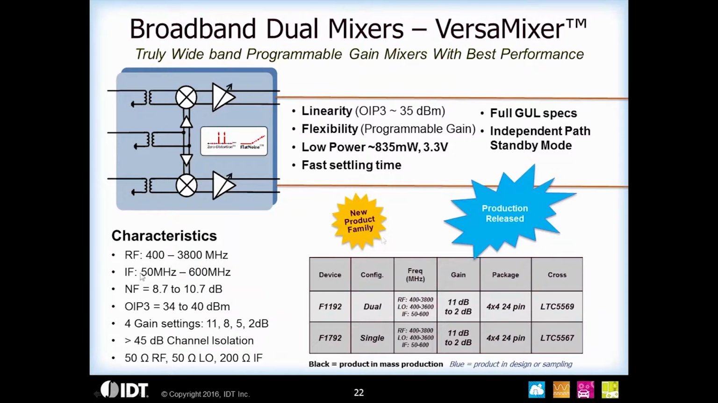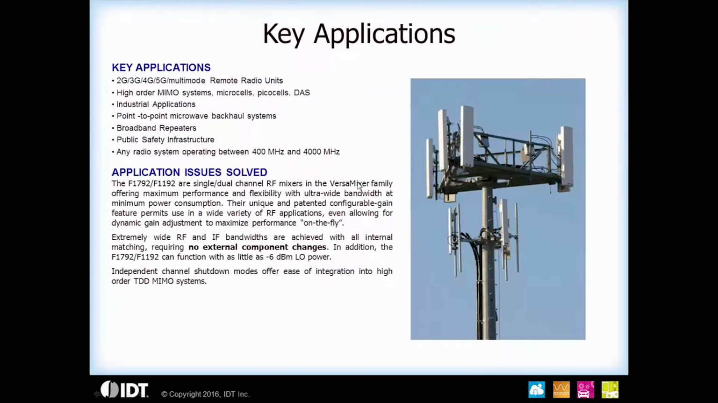Some key features: the RF frequency range for Versa Mixer is 400 to 3800 megahertz. The intermediate frequency range for Versa Mixer is 50 megahertz to 600 megahertz. The noise figure is 8.7 dB to 10.7 dB depending on the settings, and the IP3 is 34 to 40 dBm. There are four gain settings, and the channel isolation for the dual channel Versa Mixer is greater than 45 dB. Some key applications for Versa Mixer are in point-to-point in base stations, microcells, industrial applications, point-to-point microwave backhaul systems, broadband repeaters, public safety infrastructure.